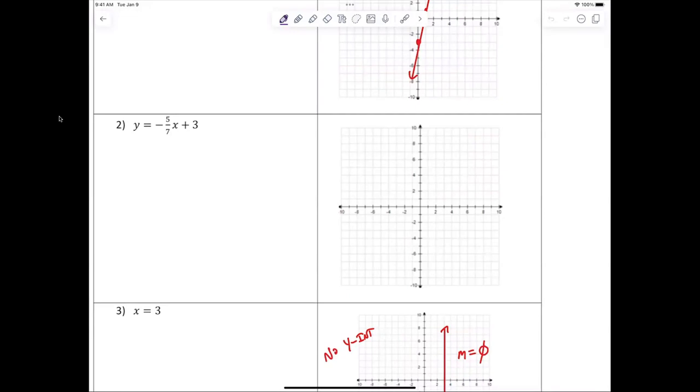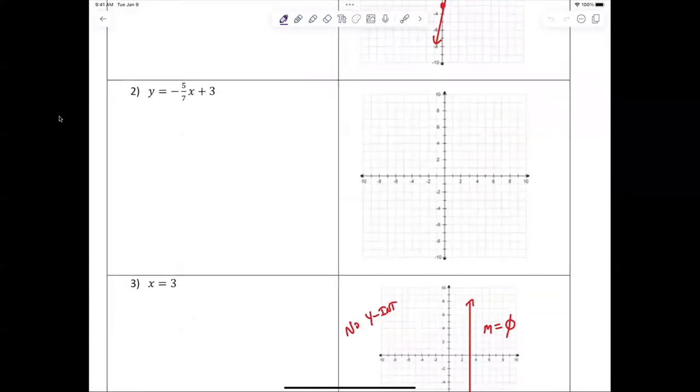So to graph -5/7 x plus 3, we just go up 3, plot a point. Then from there we go what? Down 5 and right 7. All right, everybody should be feeling pretty good about that.